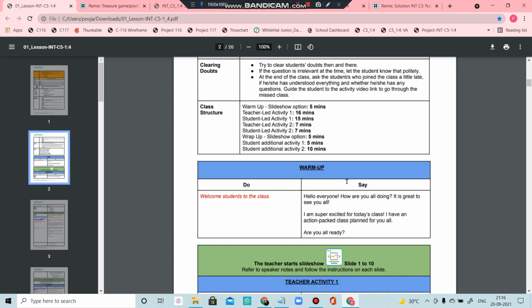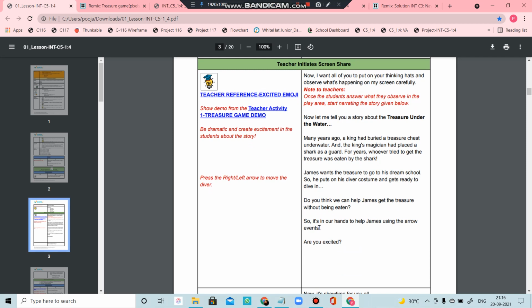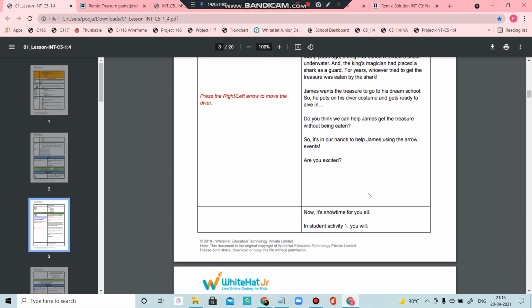Further, you're going to inquire the student about the four directions, whether they are very well aware of it or not. If not, do a quick revision. Then you're going to read out the story mentioned in the PDF, wherein a king has buried a treasure chest under the water and a shark is protecting it. Anybody who tries to take the treasure, the shark eats that person. And this guy, James, wants to take the treasure. So read out the story to bring in a little excitement about the same.